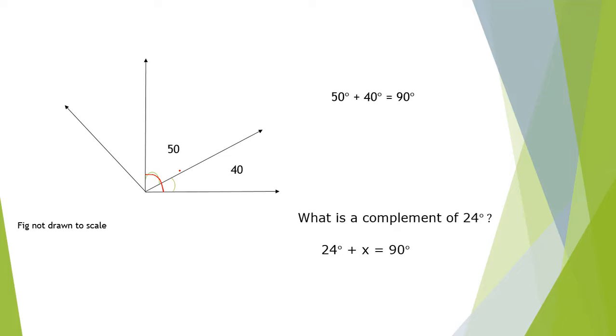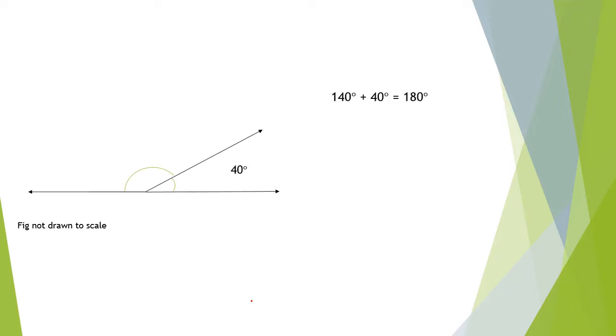Angles that add up to 90 degrees are complementary angles. These two angles are complementary. A complement of 50 degrees is 40 degrees. What is the complement of 24 degrees? 90 minus 24, which is equal to 66.